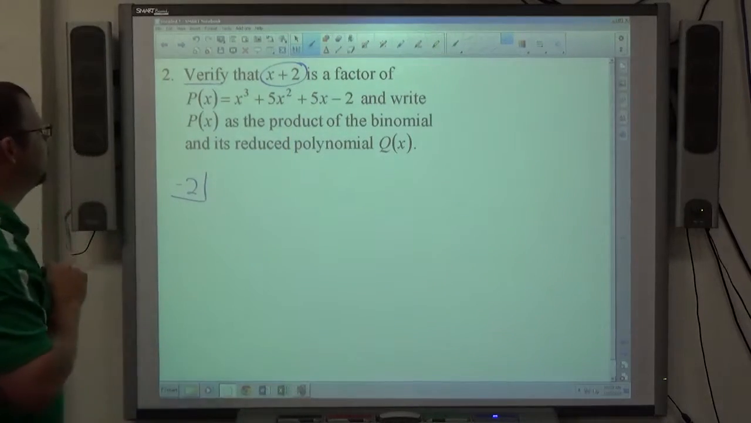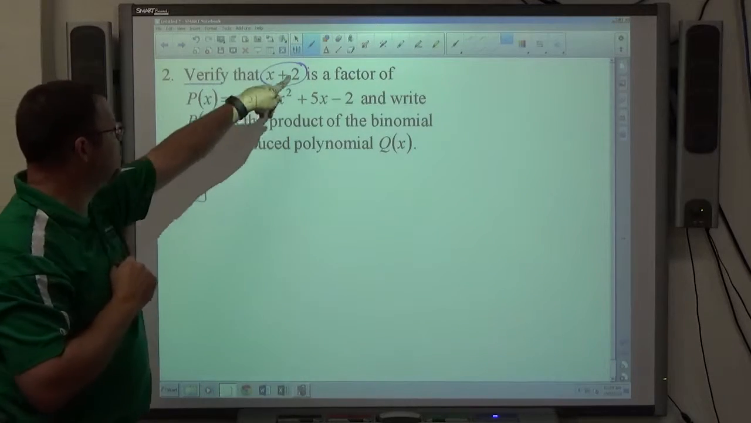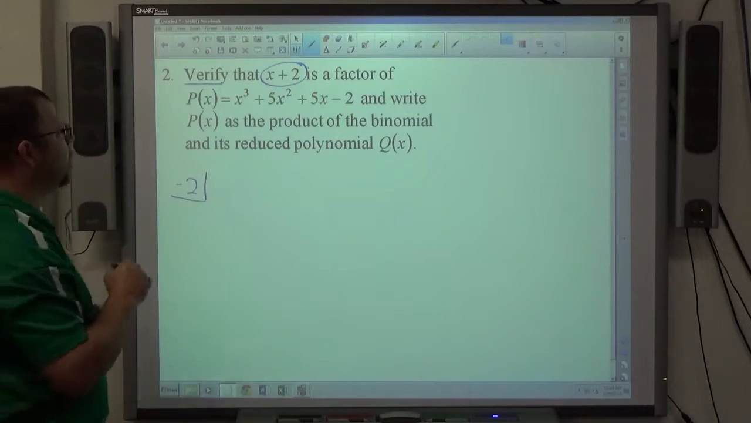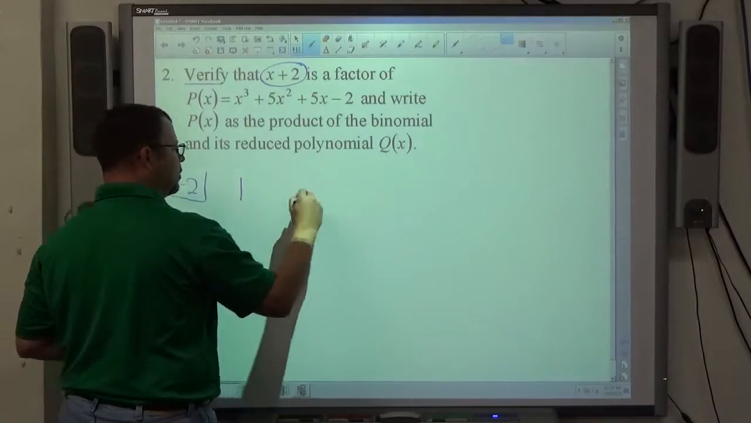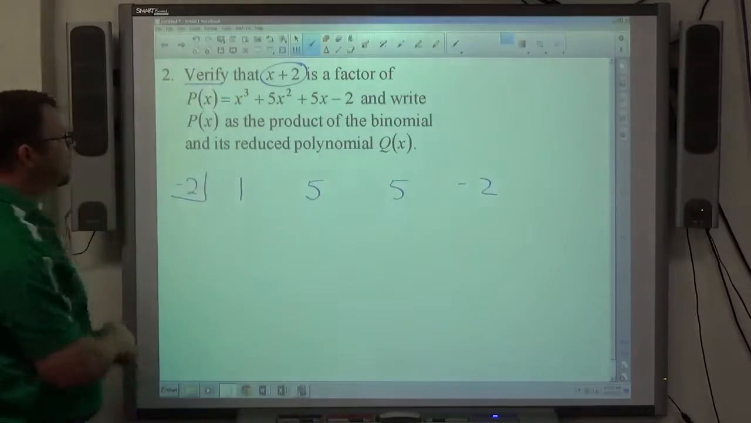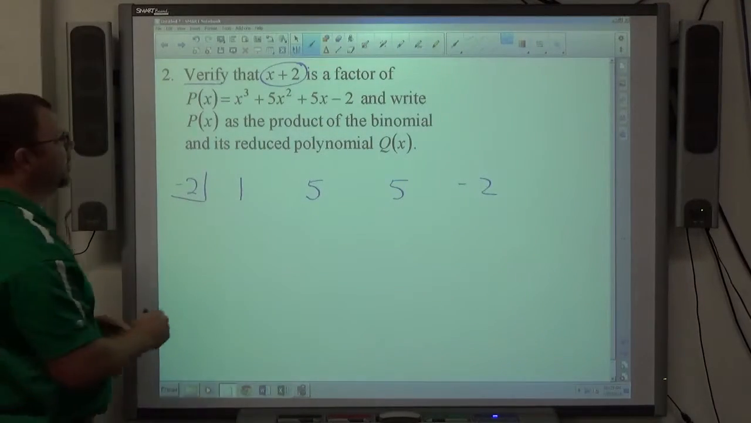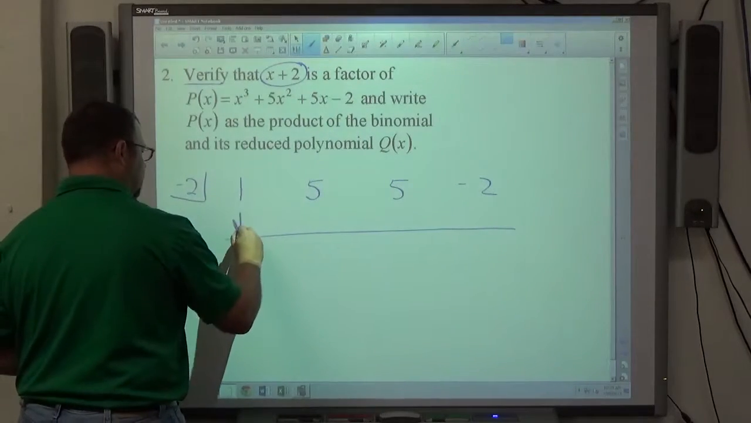Again, using synthetic division, x plus 2 is the divisor, minus 2 is the opposite sign of positive 2, so we're going to put negative 2 up in the bracket. We have 1, 5, 5, negative 2 as the coefficients. Again, no power of x is missing, so there's no zeros necessary. Perform synthetic division as we did in the first problem.